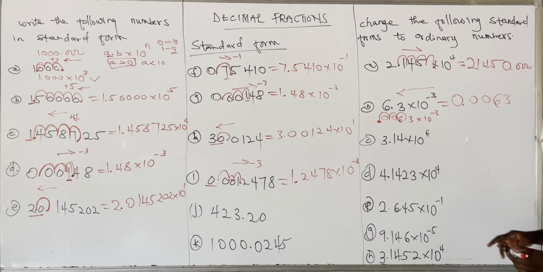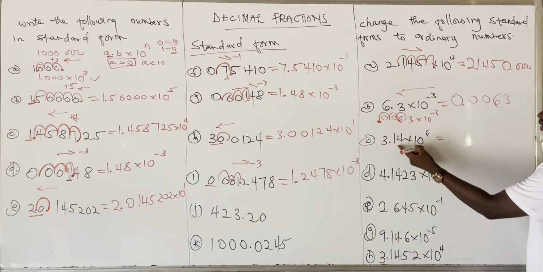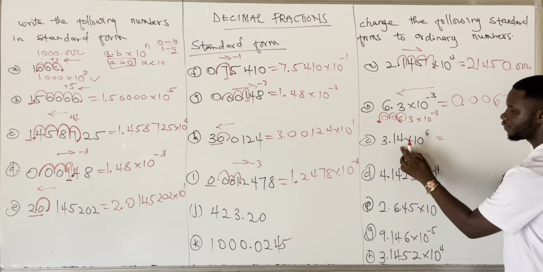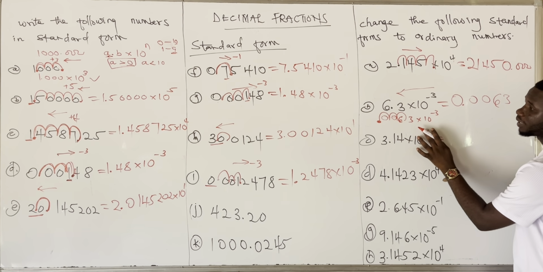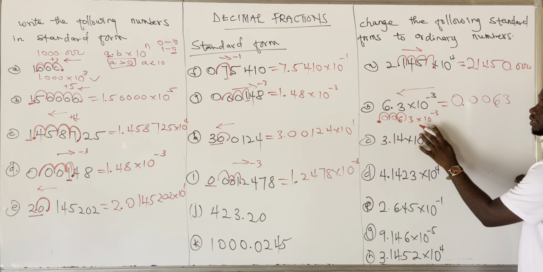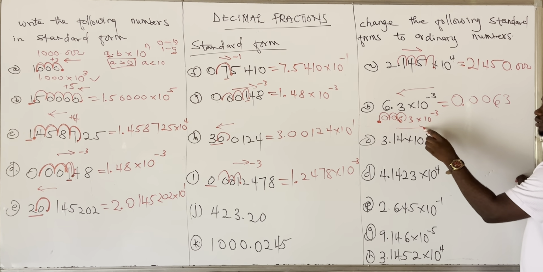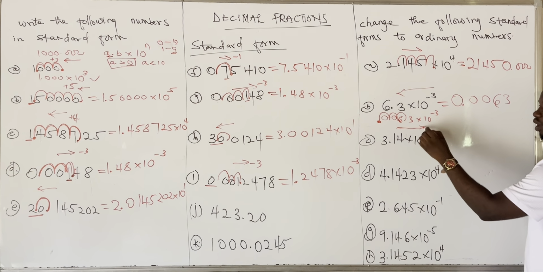Let's look at the C. We have 3.14 times 10 raised to the power what? 6. This is a positive power. We have a positive power here, so meaning we have to move to our what? Right. We have to move to our right.